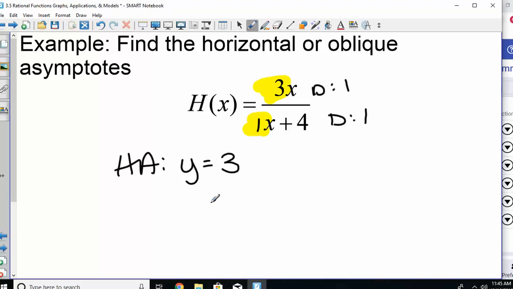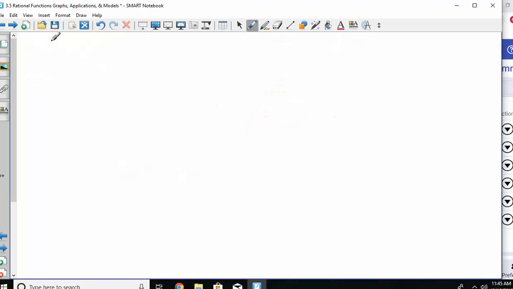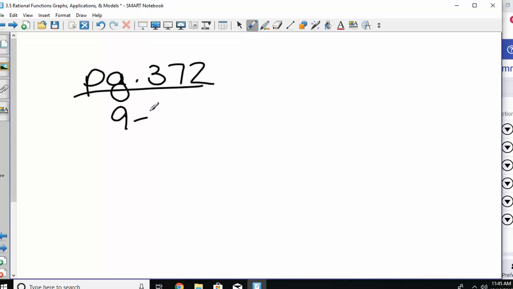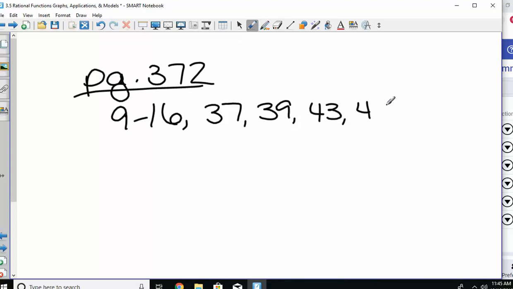Alright, I am going to stop here for today. So your homework, page 372, we're going to do 9 through 16. Going to modify this just a touch. And then we will hit the oblique asymptote.